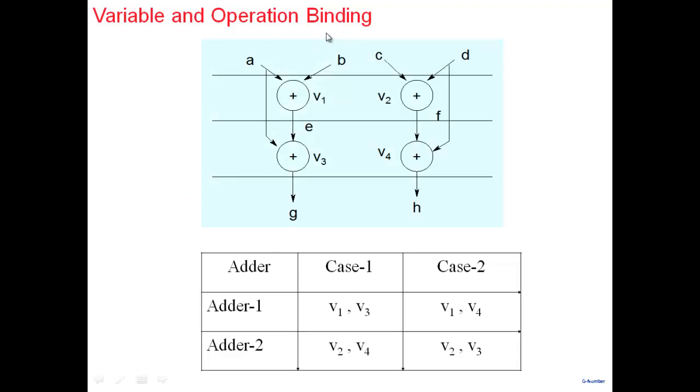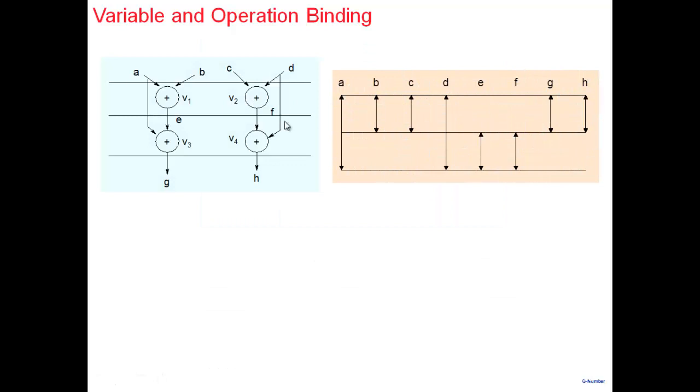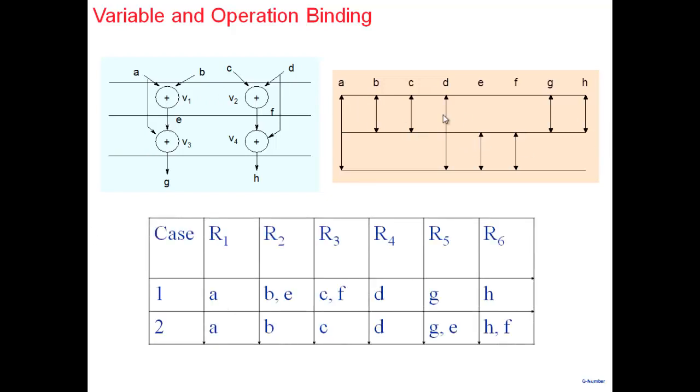So this is operation binding. The next one is variable binding. We can decide from this particular picture that A is required in the first and the second one, and similarly B, C, D, all that we can say. So we say, well, 1, 2, 3, 4, 5, 6, 6 registers are required. Now I have to bind the variables to the registers. I can take case 1: A, B, E, C, F, D, G, H. That's how I can assign the variables to the registers. I can assign it in this way also. You can think of other ways also.